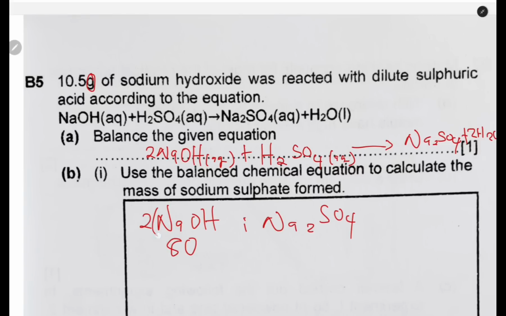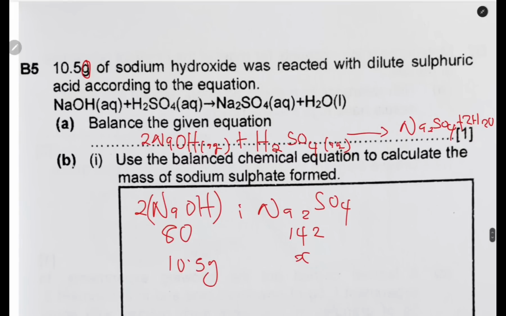So there's a 2 in front. Sodium itself, that is 23 plus 16, should be able to give us 40, and 40 times 2 is 80. Just confirm on that part. Then sodium sulfate should be able to give us 142. Then of course, what about 10.5 gram? That is the one that we do not know. So we are using the ratio of mass to mass.